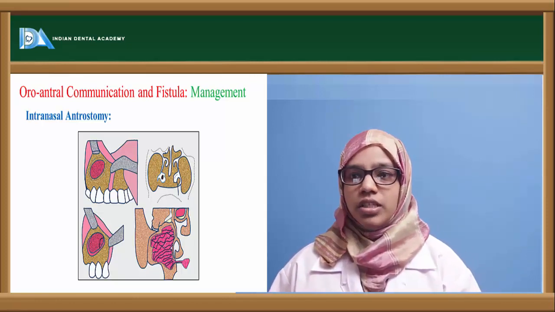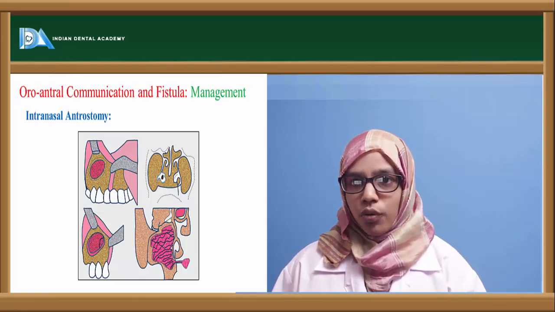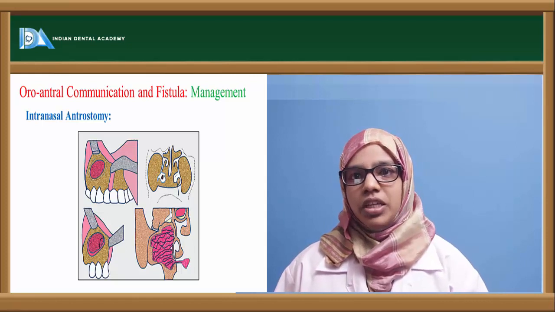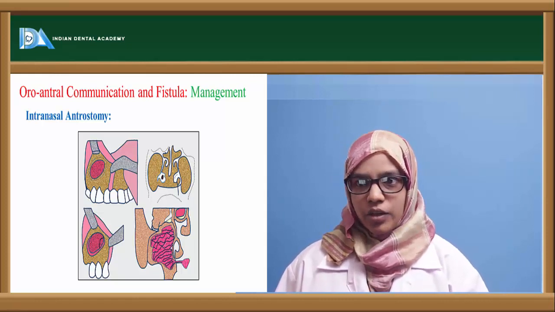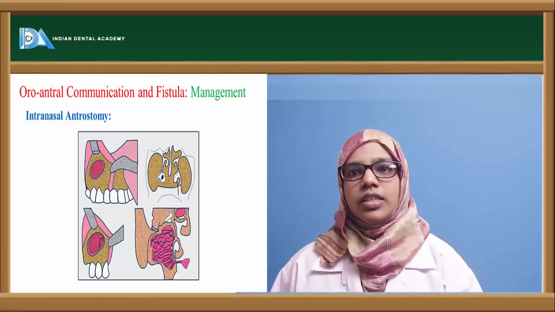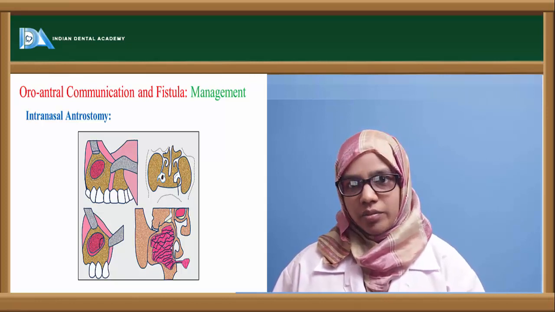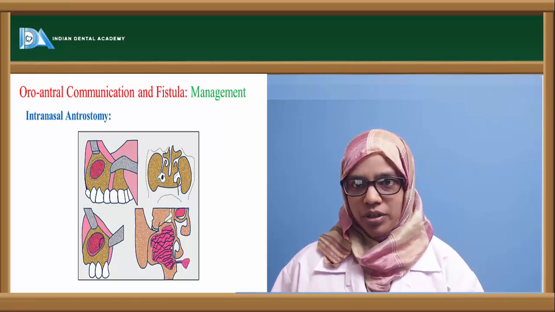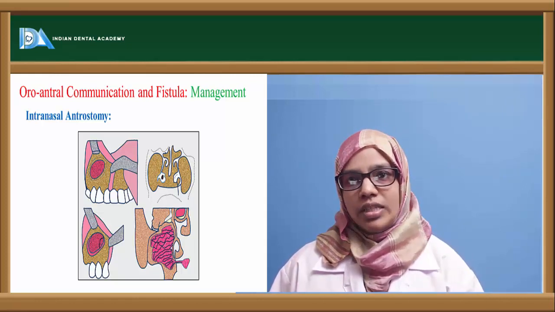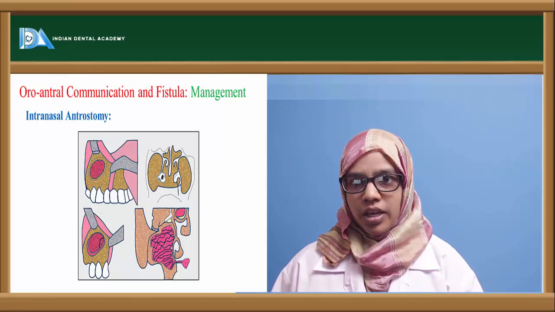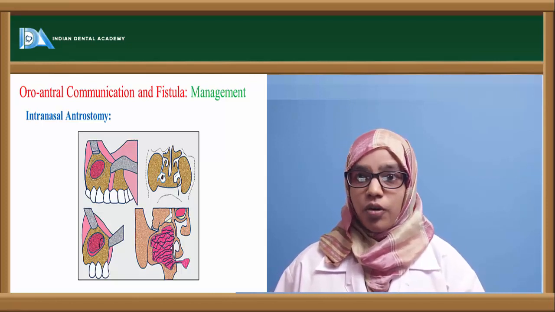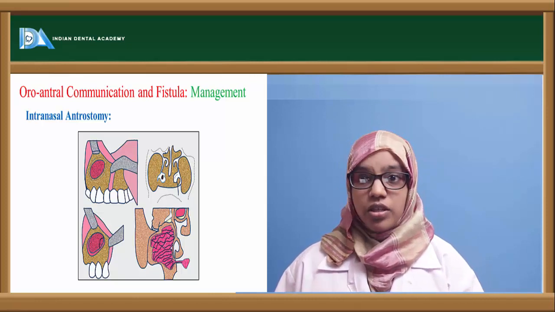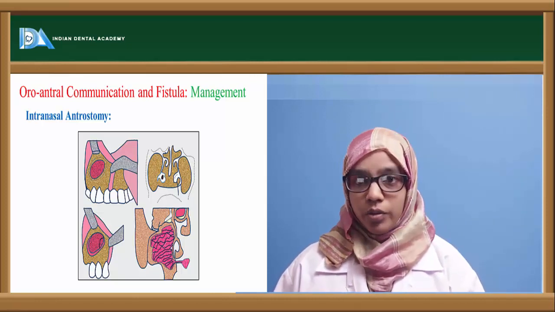In this intranasal antrostomy, you will use a trocar inserted into the floor of the nose and pierce the medial wall of the maxillary sinus. You take a bone gouge and increase the diameter. Once you have increased the diameter, you will wash out all the pus that is coming out. From the nasal opening, you will insert an iodoform gauze and pack the sinus cavity. As I said, this procedure is used in conjunction with the Caldwell-Luc procedure.